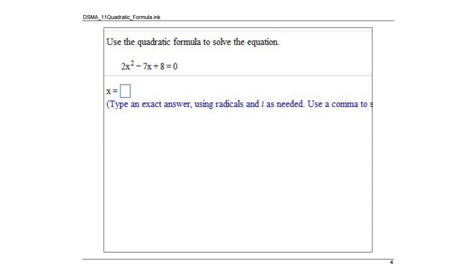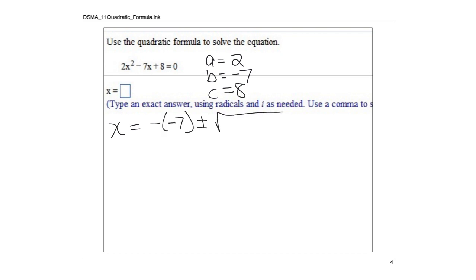Okay, let's go ahead and put this one in the quadratic formula. It's all set up for us. We're in standard form. There's no fractions. So we're going to have a equal 2, b equal -7, and c equal 8. And let's see, I don't know if this is an imaginary one or not. Just more practice.